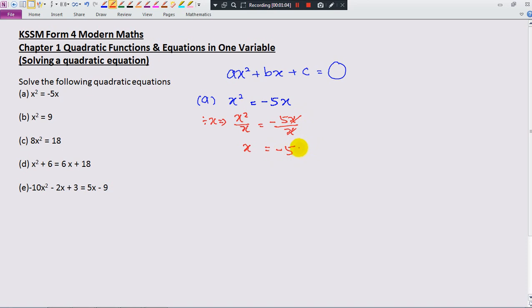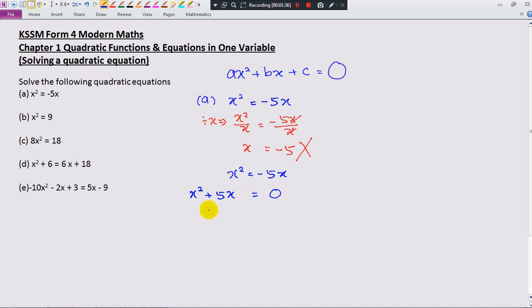What I mean is this is not the only answer for this quadratic equation. Actually, this quadratic equation has another answer. So this is not a correct way to solve this quadratic equation. So what we should do is actually very easy. We write this quadratic equation in general form first. We move the negative 5x over here. x squared plus 5x is equal to 0.